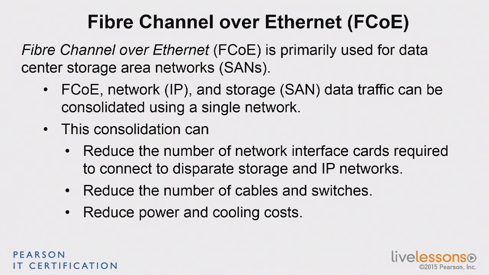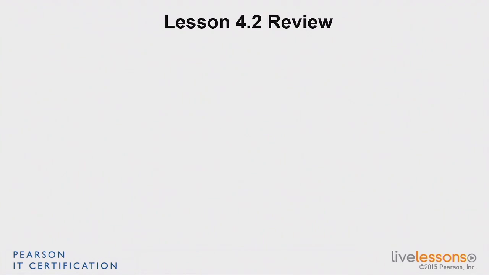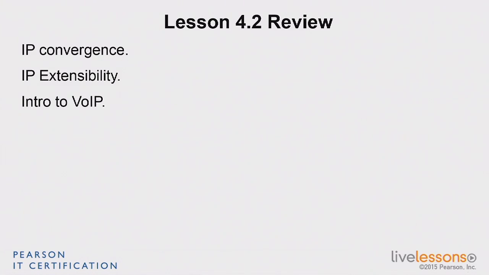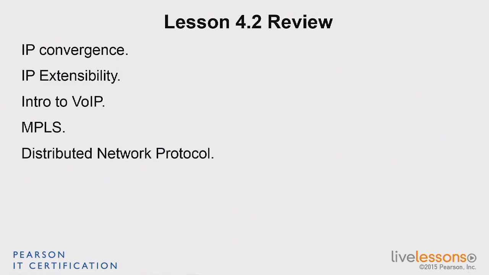So let's review what we've just talked about. In our Lesson 4.2 review, we started talking about IP convergence. Then we talked about IP extensibility. We did a brief introduction to Voice over IP, and in later lessons we're going to go much deeper into Voice over IP. We talked about MPLS, DNP3, which is Distributed Network Protocol, and lastly Fiber Channel over Ethernet. You want to make sure for your exam that you have at least a high-level understanding of each of these topics.